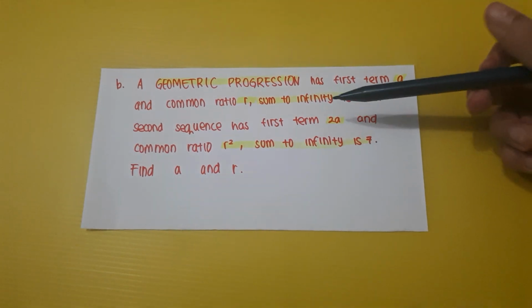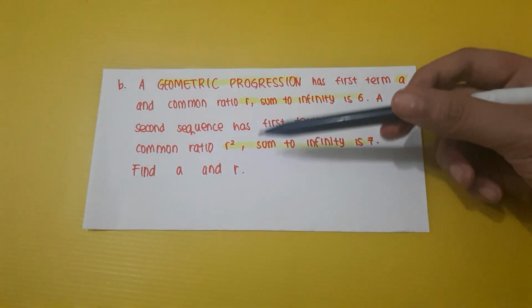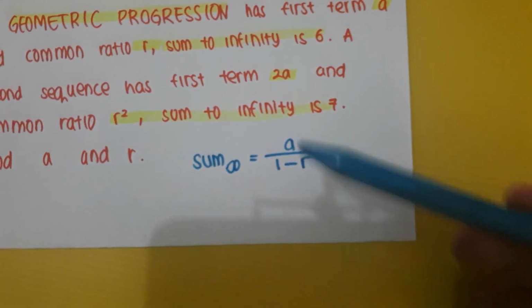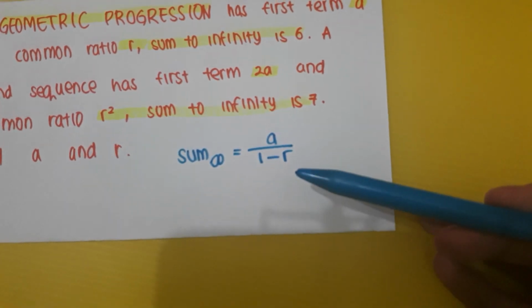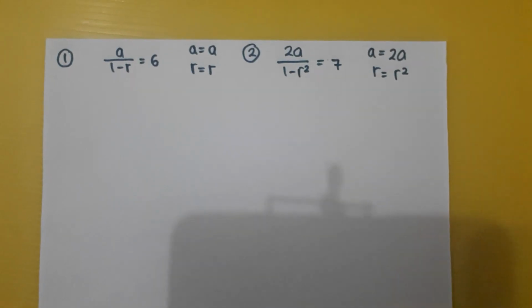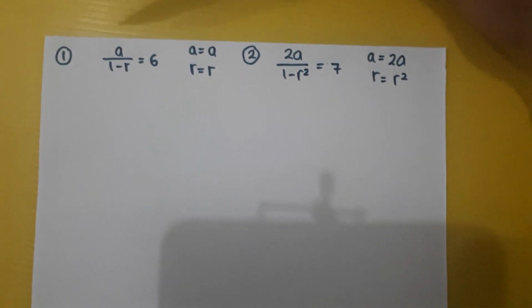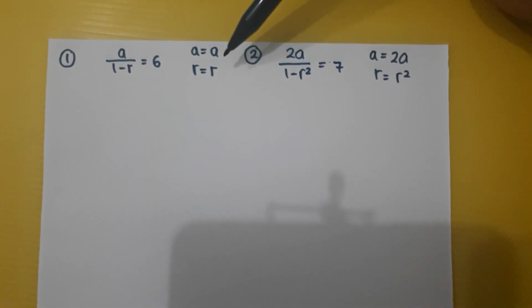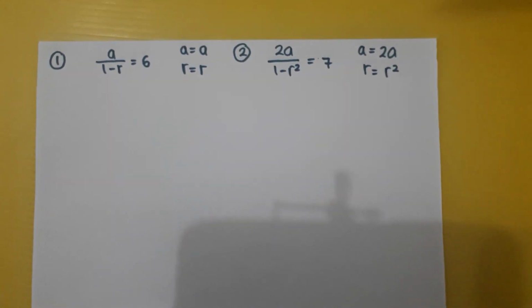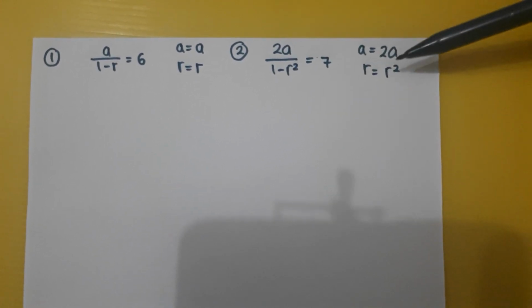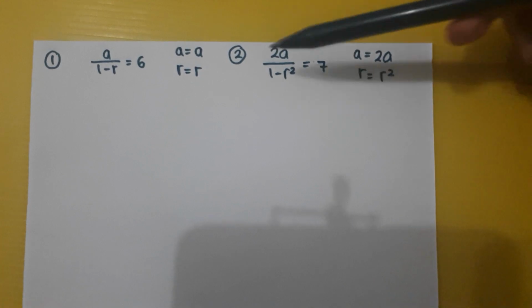Now the second sequence has the first term of 2a, common ratio of r squared, and sum to infinity is 7. The formula for sum to infinity is a over 1 minus r, where a is the first term and r is the common ratio. Write that down and we will have for the first sequence a over 1 minus r equals 6. The sum to infinity is equal to 6, where a is the first term and r is the common ratio. In the second sequence, the sum to infinity will be equal to 7, substituting 2a for the a and r squared for the common ratio.